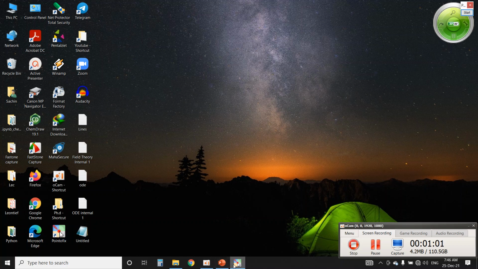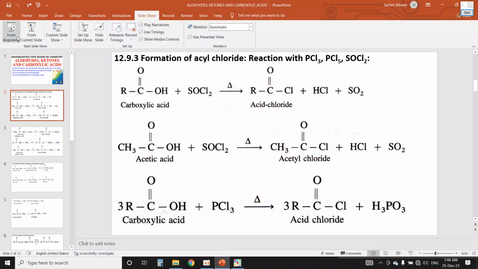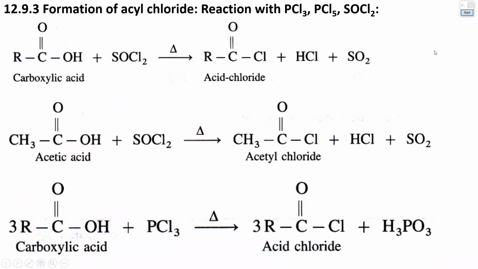Writing tool. Okay. So carboxylic acid, when it reacts with thionyl chloride under heating conditions, will form acid chloride, hydrogen chloride and sulfur dioxide.